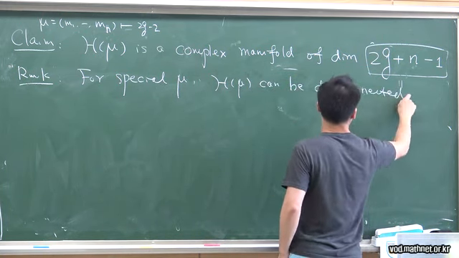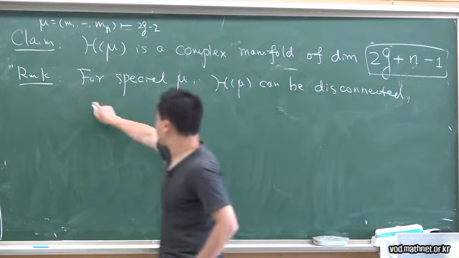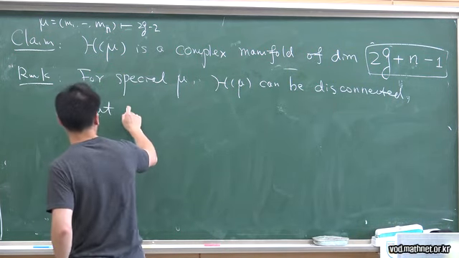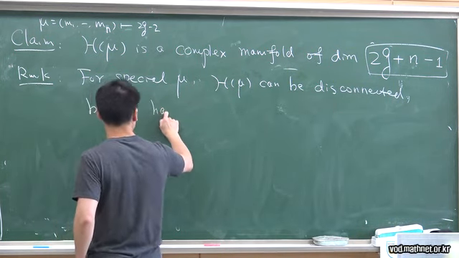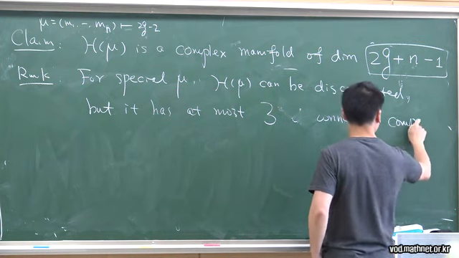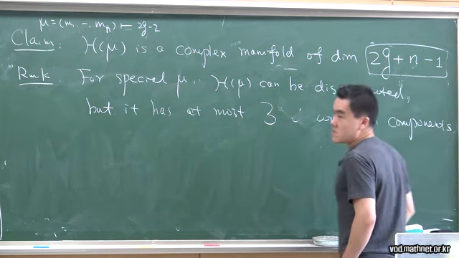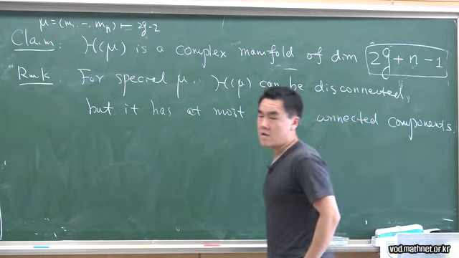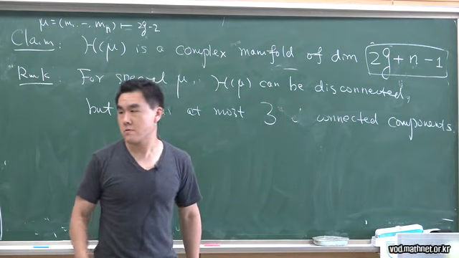So it looks bad. You have a disconnected space. Nevertheless, it's not that much disconnected. It can be disconnected, but in any case, it has at most 3 connected components. In other words, even if it's disconnected, there are not too many components, up to 3. So let me put the result first and then give you some example to see the disconnectedness.